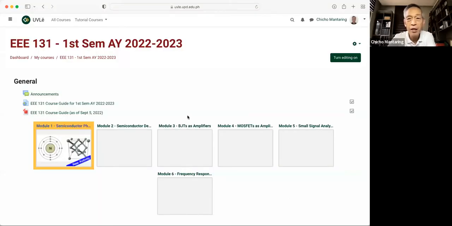Okay, so we have a UVLE portal for EEE 131, and that is EEE 131 first sem academic year 2022-2023. If you are enrolled, then you should have automatically been included in this UVLE page. I already included both my THW and THX sections in this UVLE page. So this is going to be our venue for publishing all of the course material.